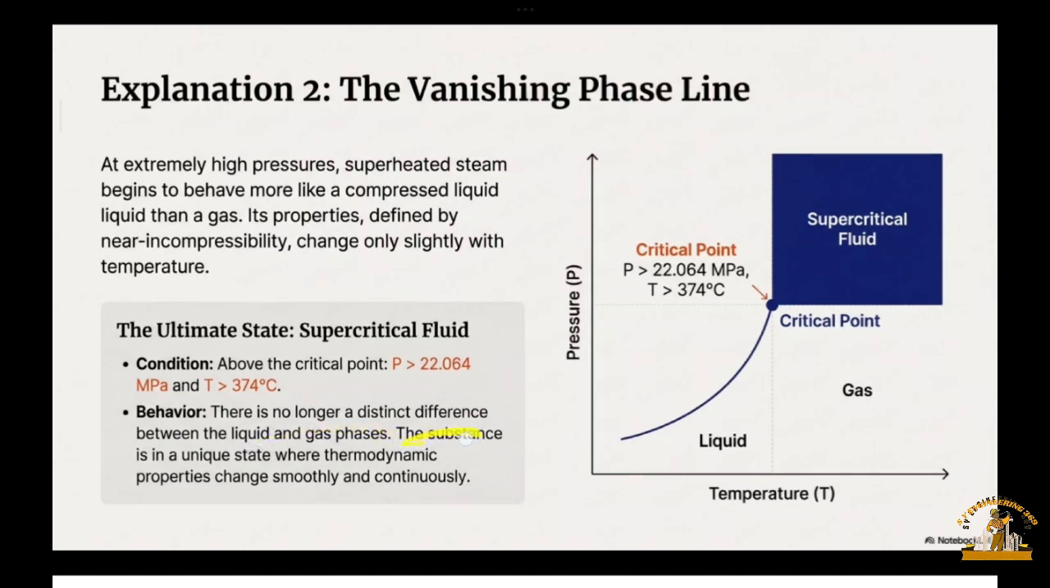There is no longer a distinct difference between the liquid and gas phases. The substance is in a unique state where thermodynamic properties change smoothly and continuously. This is the critical point. This is the supercritical fluid region. No matter how much you increase the temperature or the pressure, it doesn't change the form of it. It can't escape this region. Only if you decrease the temperature or pressure will it become a liquid again. First it becomes a gas again, then a liquid.